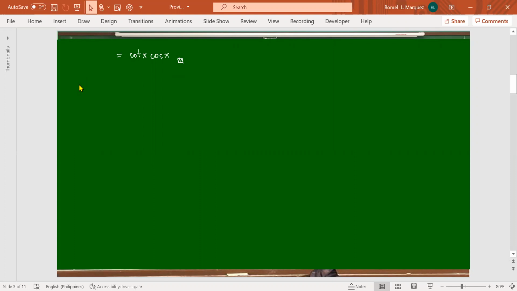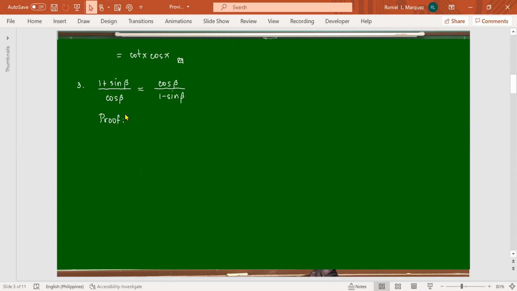Let us have another one. So this is number 3. We have (1 plus sine beta) over cosine beta, and this is equal to cosine beta over (1 minus sine beta). What about this one? So let's have the proof.